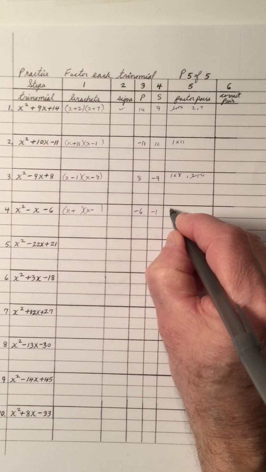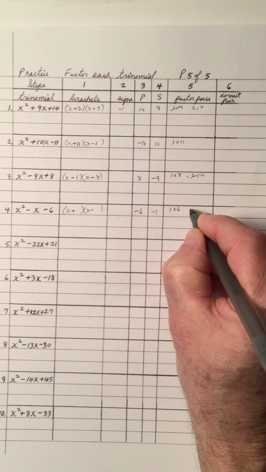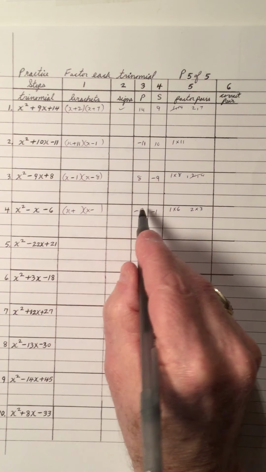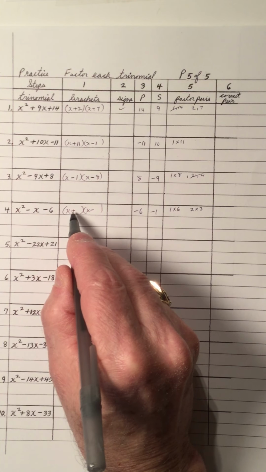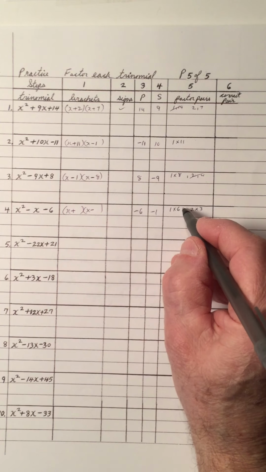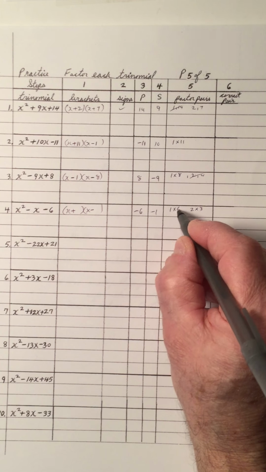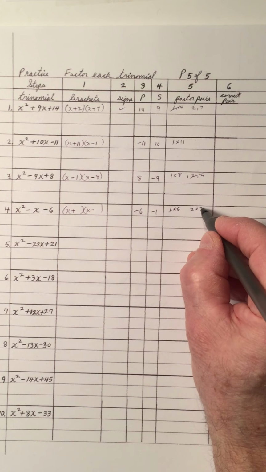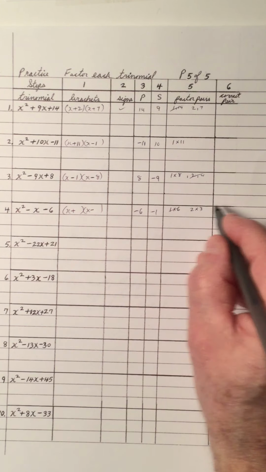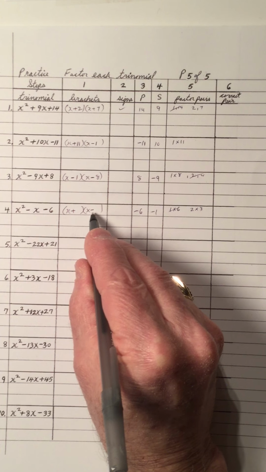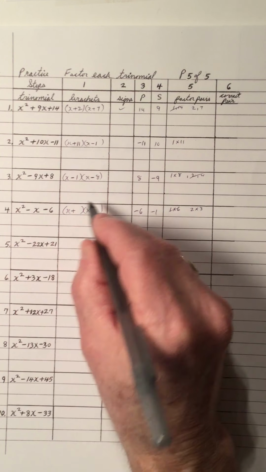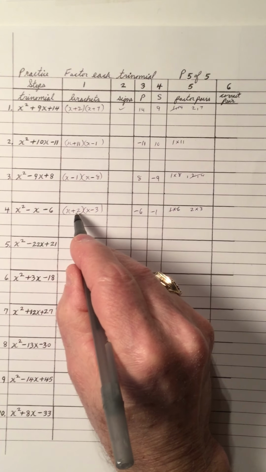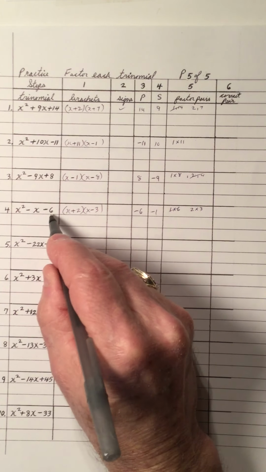And the factors of 6: 6 times 1, and we got 2 times 3. So which pair? Because the signs are different, the factors differ. If you subtract those two, you get a 5. If you subtract those two, you get a 1. So that's a 2 and a 3 going in here, but the larger factor has to be negative. So it's negative 3 plus 2. Check it out. Multiply: negative 6.